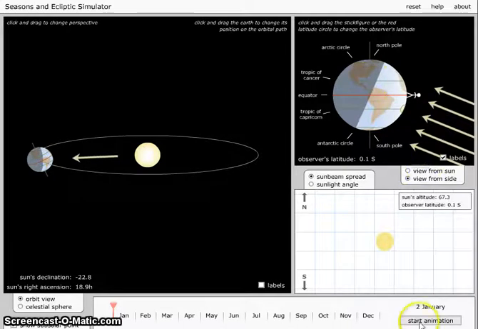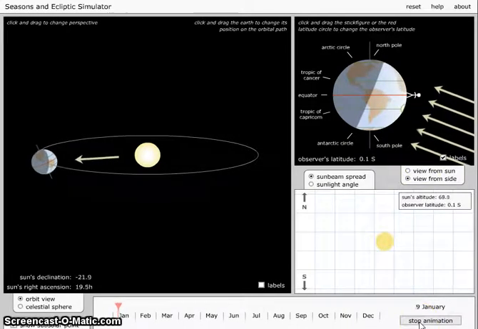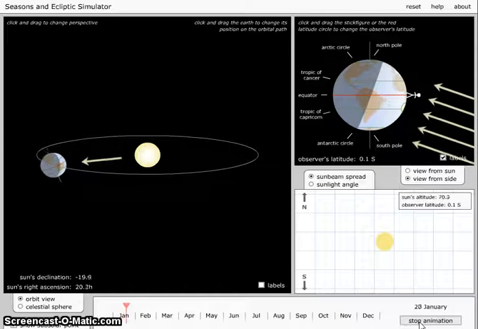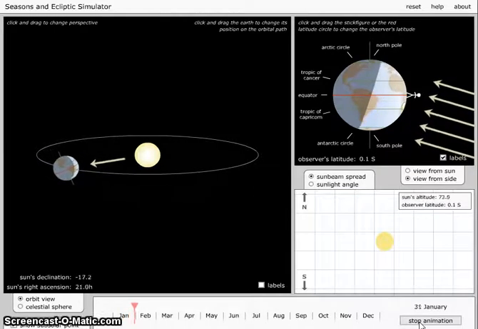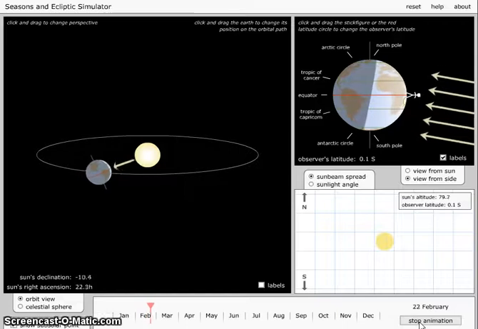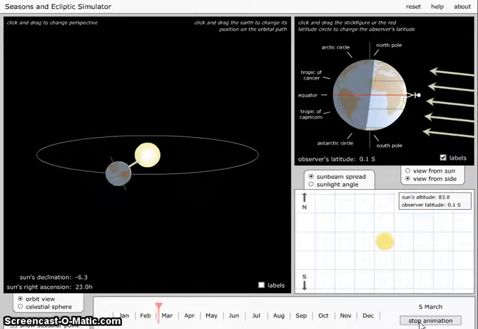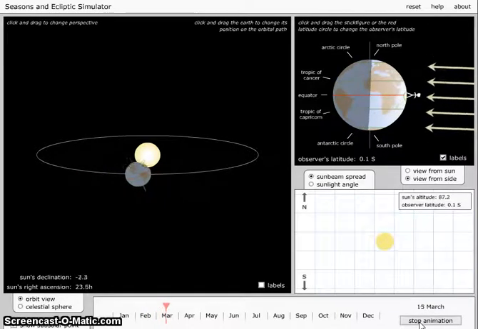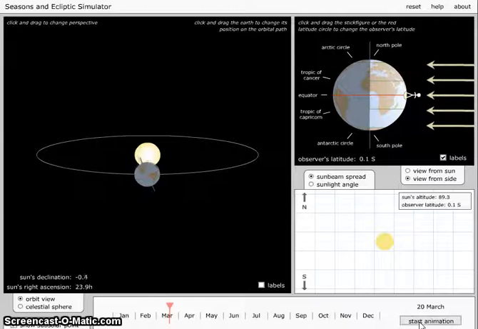Then we're going to start the animation, and we're going to allow it to run to March 21st. March 21st marks our spring equinox for the northern hemisphere and marks the fall equinox for the southern hemisphere. Okay. March 21st.